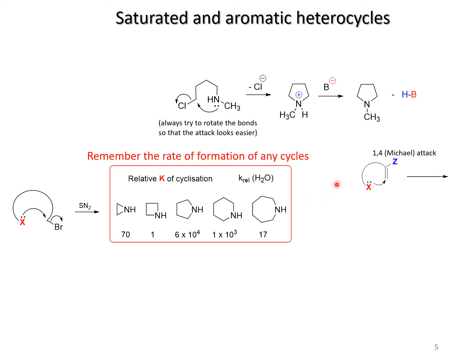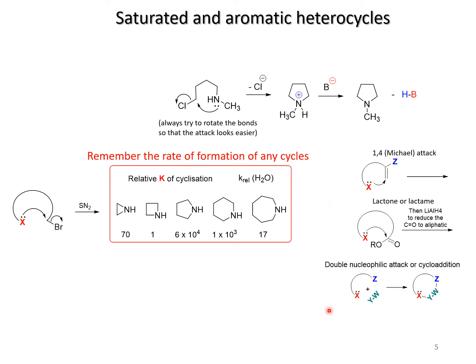formation of 1,4, also known as Michael attack. So if we have the possibility to have a double bond here and a nucleophile, and we can form a cycle via Michael attack, we can do that. We can also form lactones or lactams like we have seen in the past. Also, we can do a double nucleophilic attack or a cycle addition, and we have seen many cycle additions. We will see a little more towards the end of this video.